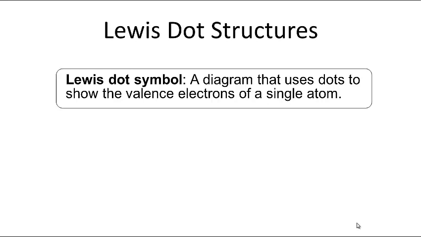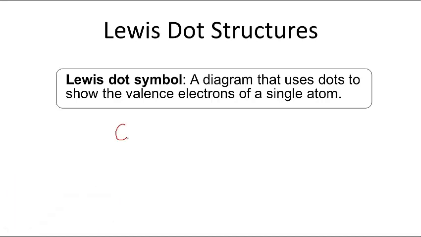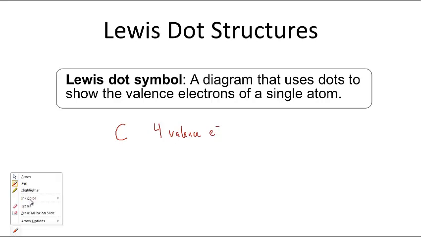So a Lewis dot symbol, we talked about this a little bit earlier in the year. It's just a diagram that uses dots to show the valence electrons of a single atom. So by now you should know how to find valence electrons. You do that by looking at the column on the periodic table. So you have something like carbon. Well, you look at your periodic table, say, okay, carbon is in group 4, so that means it has 4 valence electrons.